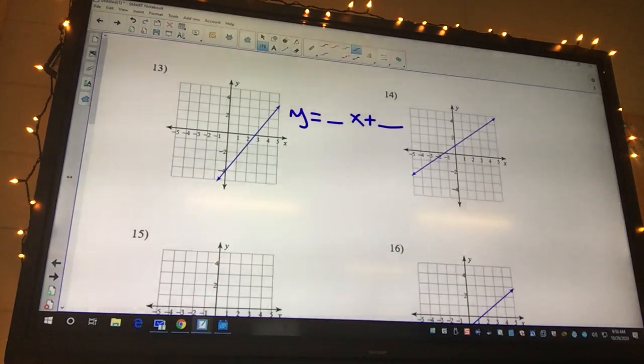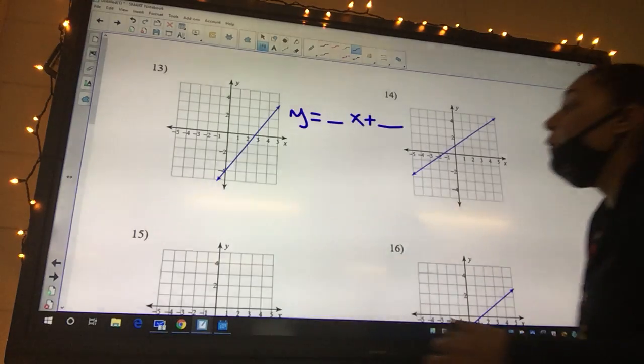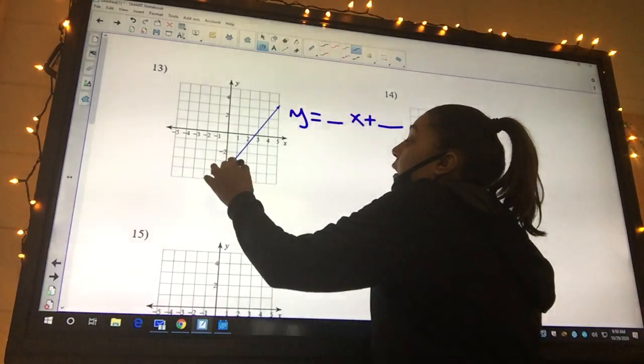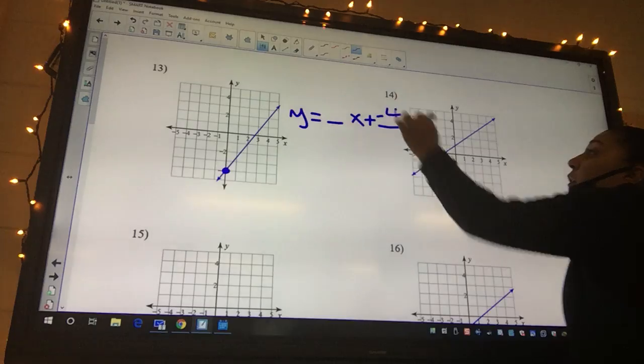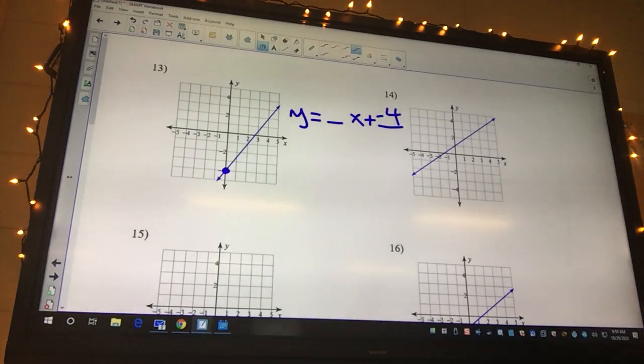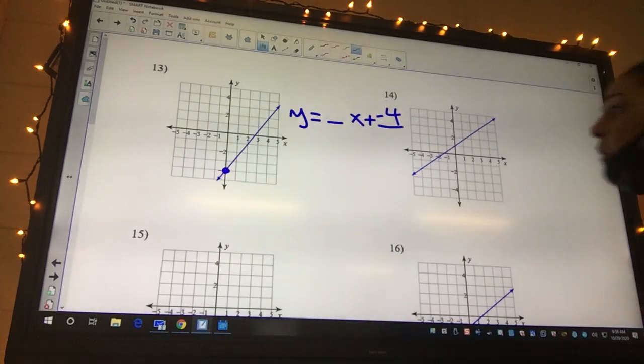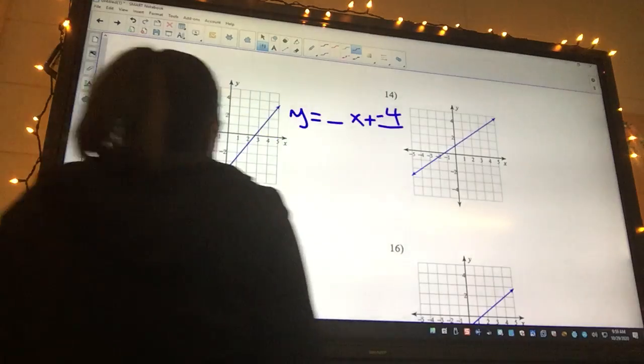The b. What do we need to find first? The m or the b? B. The b, which is what? -4. Okay, and now we can find our slope. So we need to find another point on equal crosshairs.